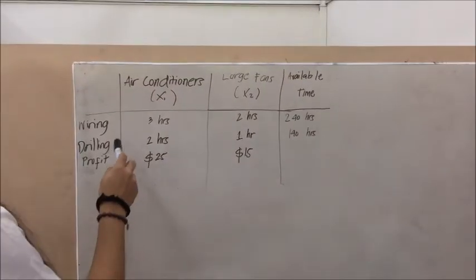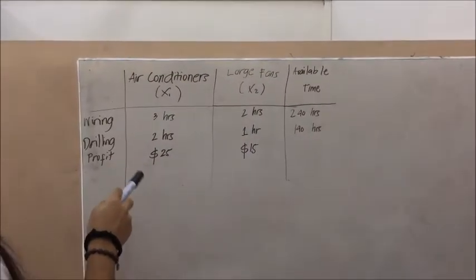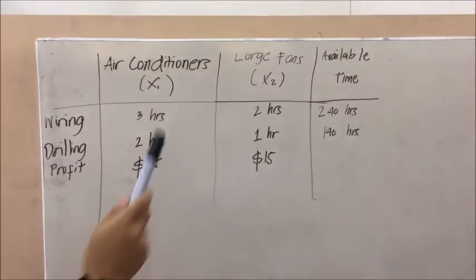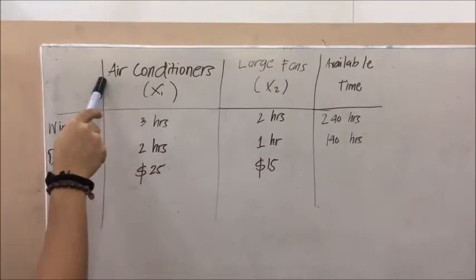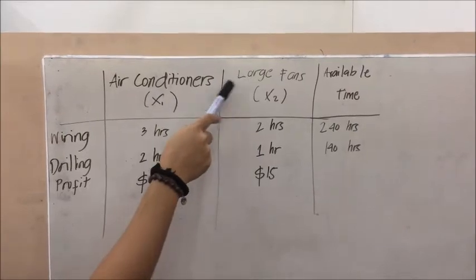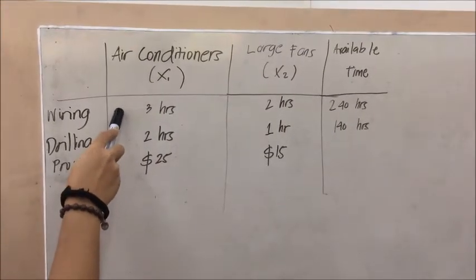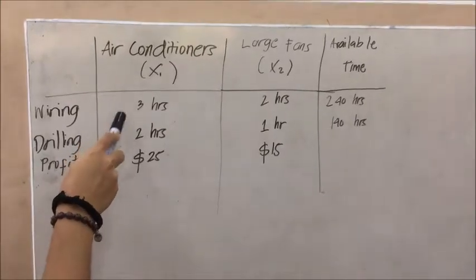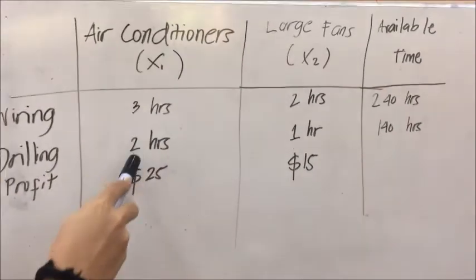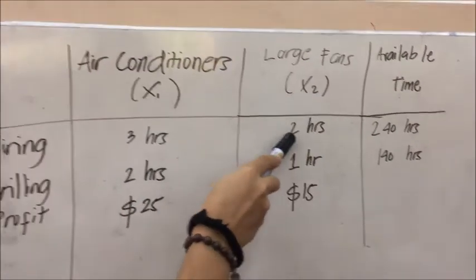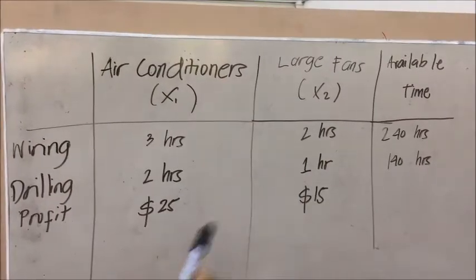So first, we will identify the unknown quantities. So these are x1 and x2. x1 is for air conditioners and x2 is for large fans. In the problem, it says that for air conditioners, it should have 3 hours of wiring, then 2 hours for drilling. And for large fans, it should have 2 hours for wiring and 1 hour for drilling.